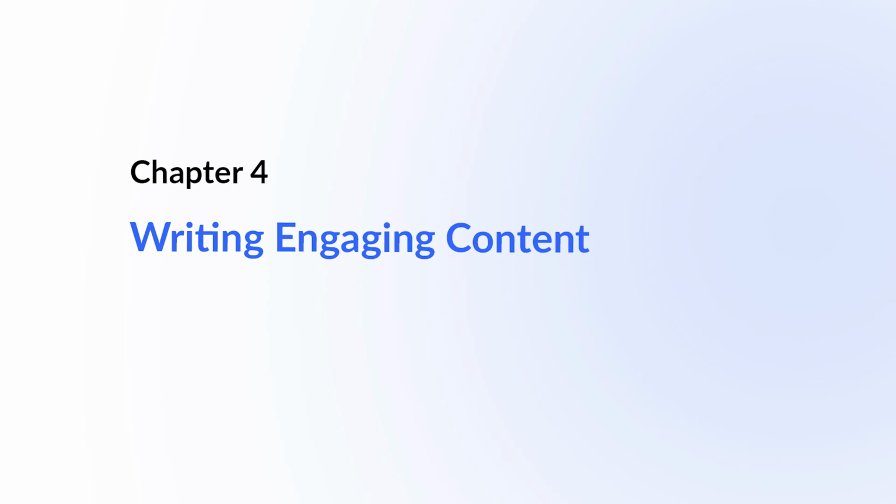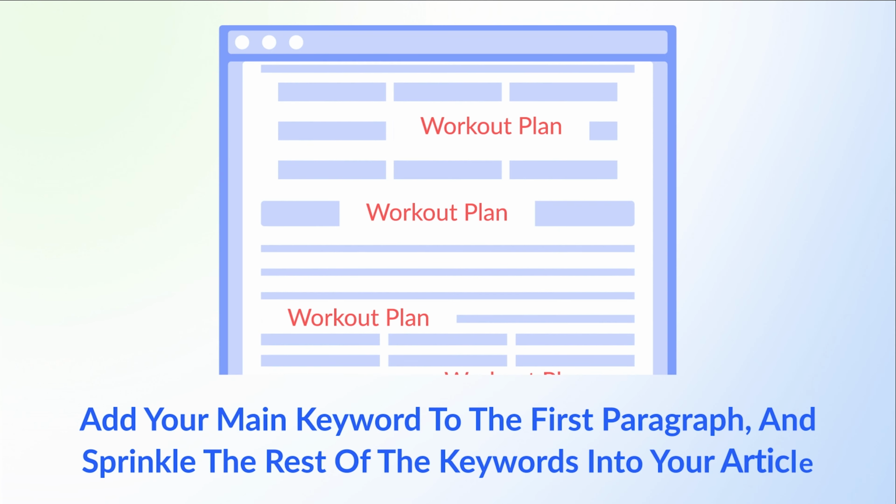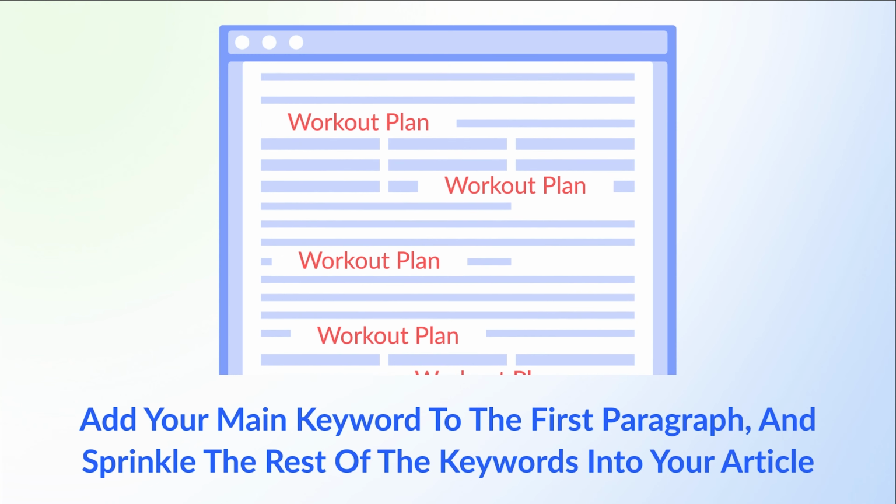Now we're ready to start crafting the body of the article. Write for the reader rather than the search engine. Poorly written or keyword-stuffed content will affect your on-page time metric as readers bounce off in search of a better article, and that will hurt your rankings. Do add your main keyword to the first paragraph though, and sprinkle the rest of the keywords throughout your article. Just make it flow naturally.